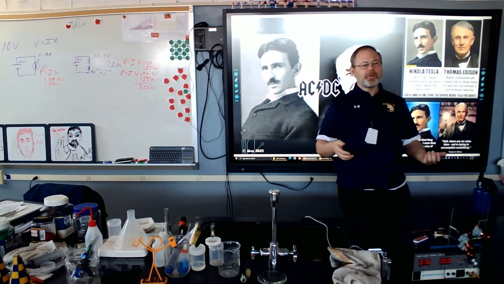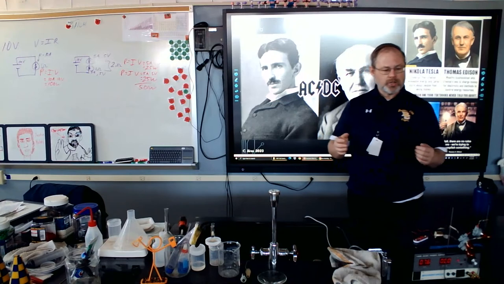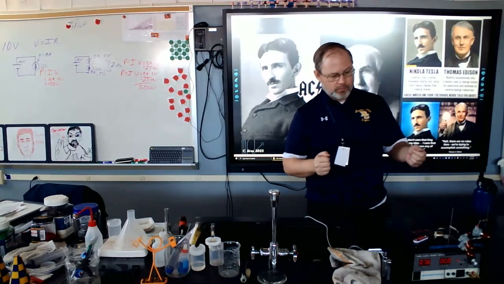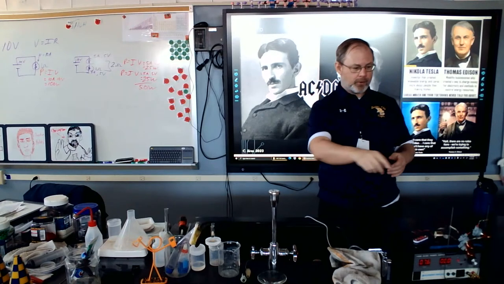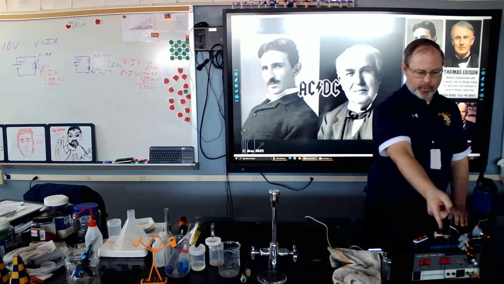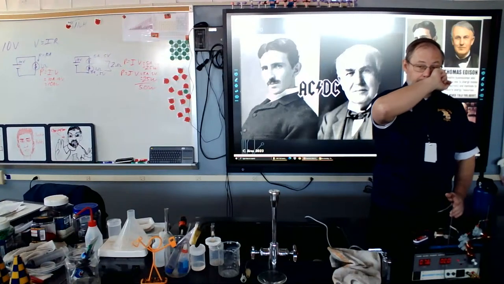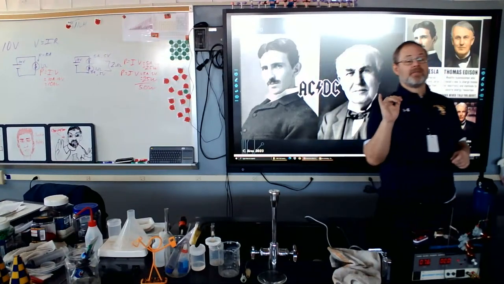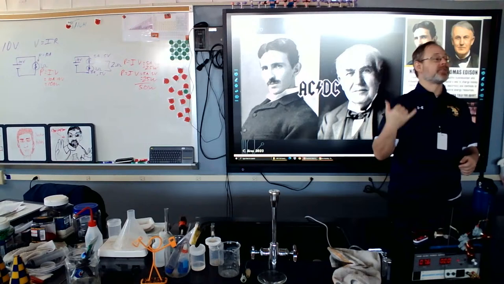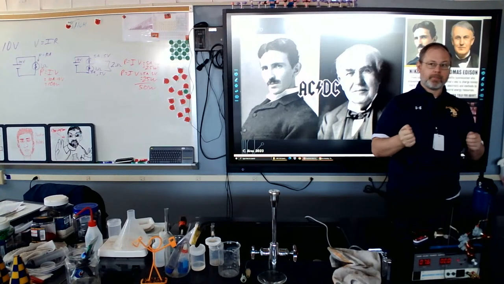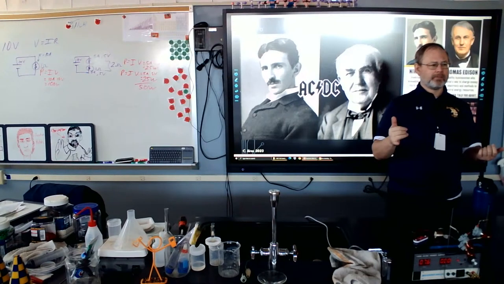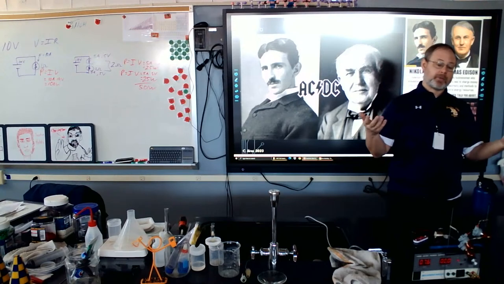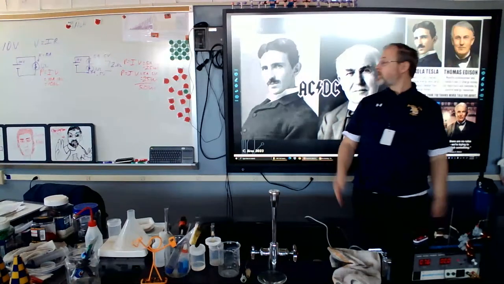What happens with alternating current is the charge is constantly flowing back and forth, forward and backward, forward and backward. The polarity of the positives and the negatives swap 60 times a second. Does current care how fast it's flowing back and forth? In Europe, 50. In Asia, 50. North America, South America, 60. That's where we decided to be.